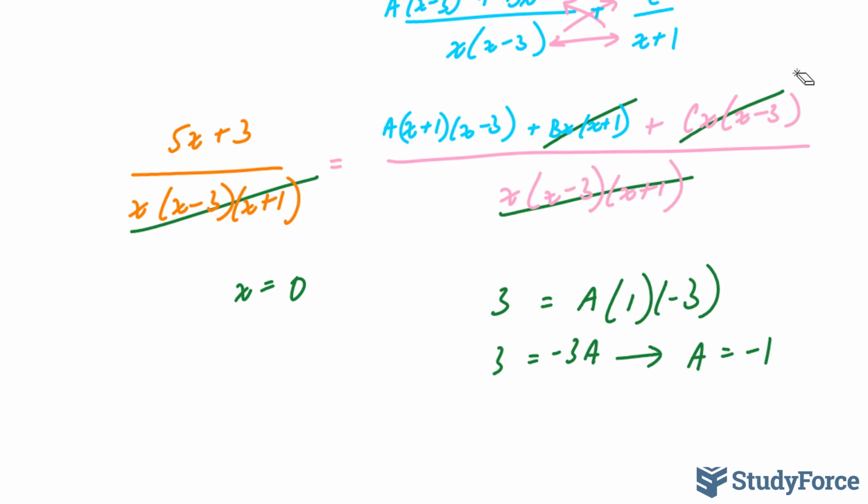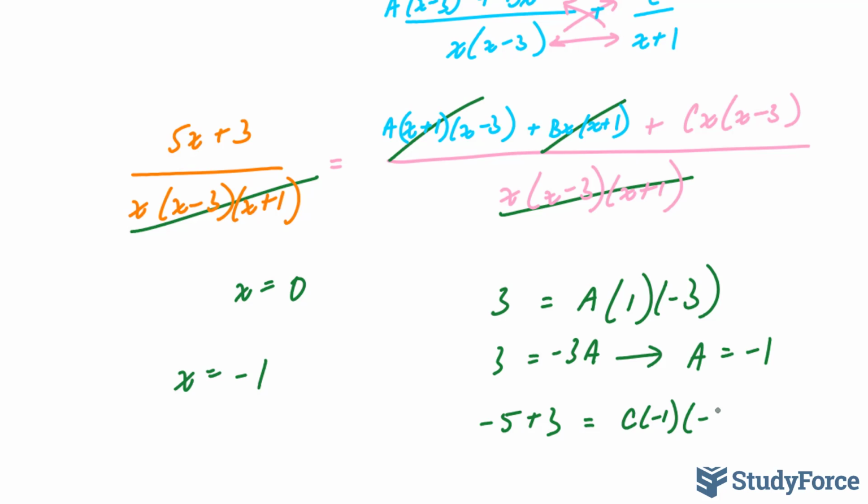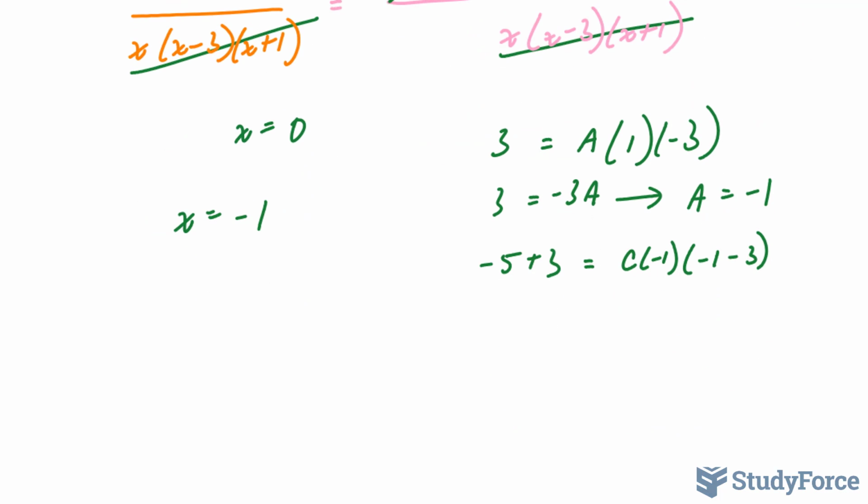Now we have to ask ourselves the same thing. What x value will make 2 out of these 3 terms go to 0? Another one that I'm thinking of is negative 1. If I place negative 1 into here, this will go to 0, and this will also go to 0, where we are left with 5 times negative 1 is negative 5 plus 3 is equal to C times negative 1 bracket negative 1 minus 3. It's a simple equation to solve. Negative 2 on the left side and positive 4C on the right side. And so C is equal to negative half. We just found our C value.